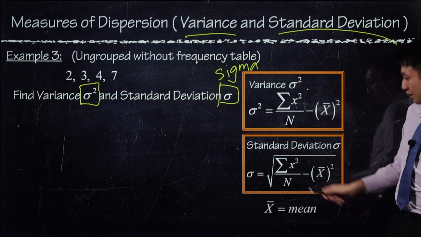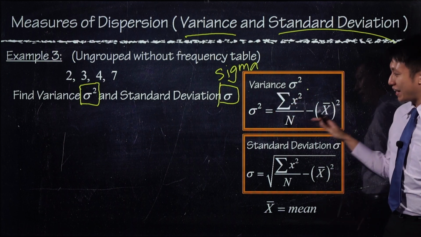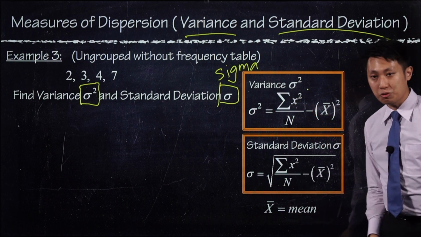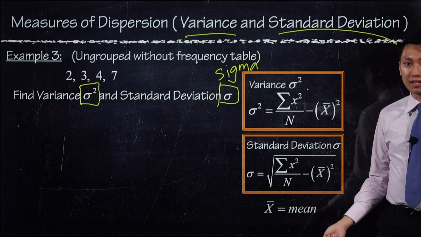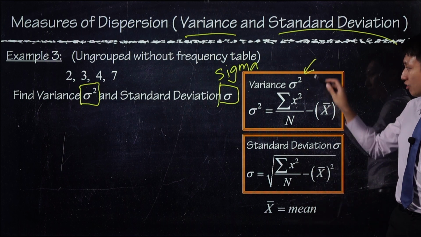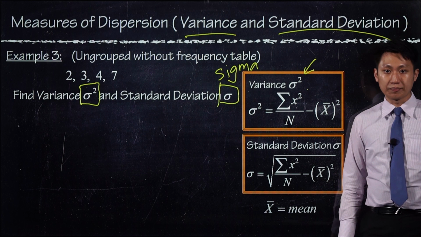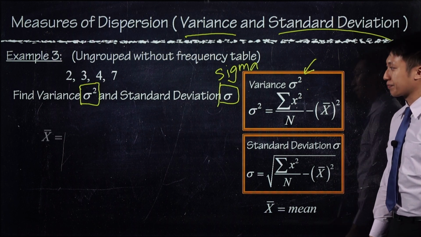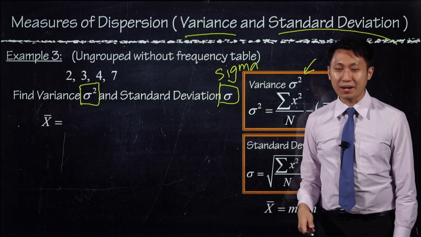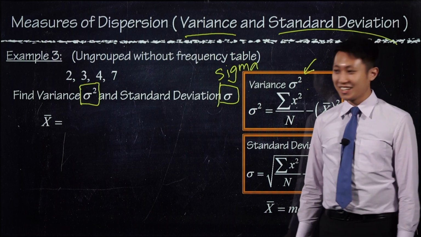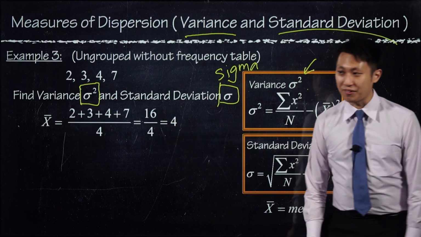If you found this one, then the rest is easy. You just get this value. Let's say this value is 100, then this value will be 10, the square root of 100. So the main point is, if you know how to find variance, then you are done. Let's start. How to find x bar? If you don't know, I'll cane you. So you get 4.